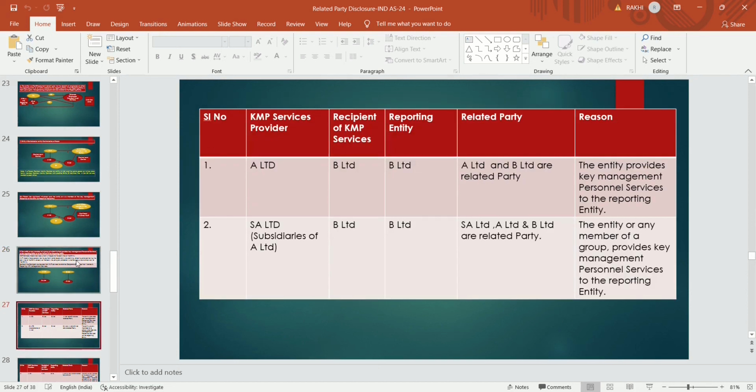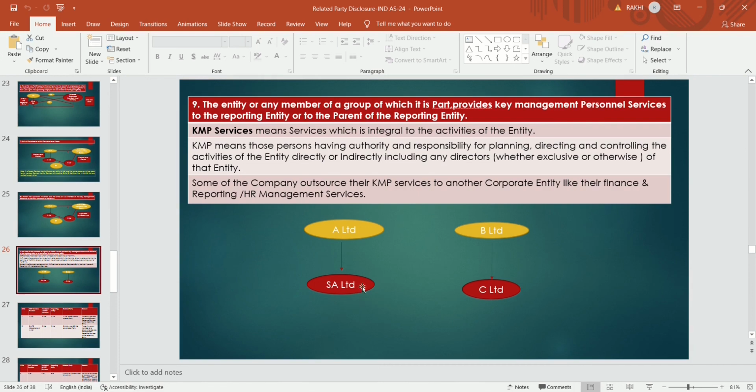Then this is to be explained by example. Suppose SA Limited, who is the subsidiary of A Limited, provides any KMP services to B Limited, of which B Limited is the recipient of the service, SA Limited is the provider of the service, and B Limited is also the reporting entity. So whether SA Limited and B Limited is a related party?